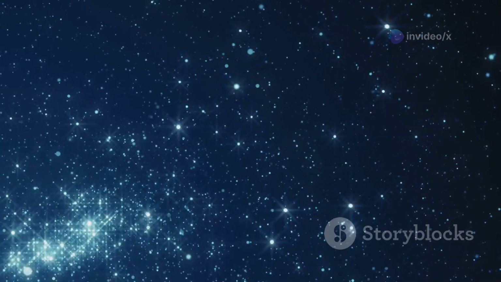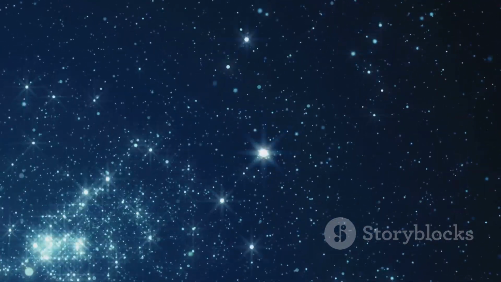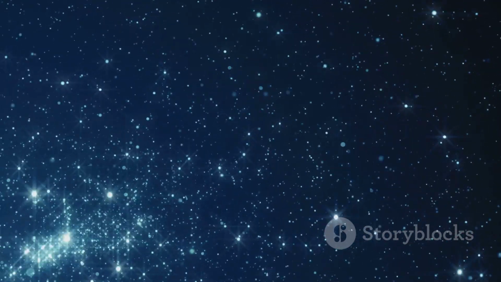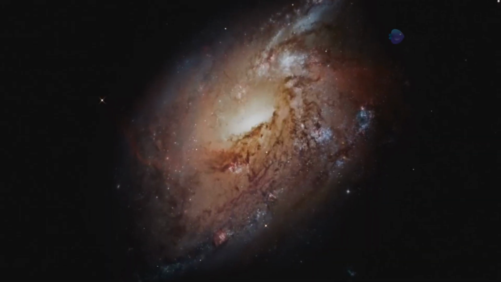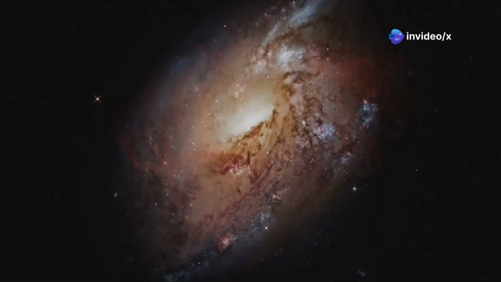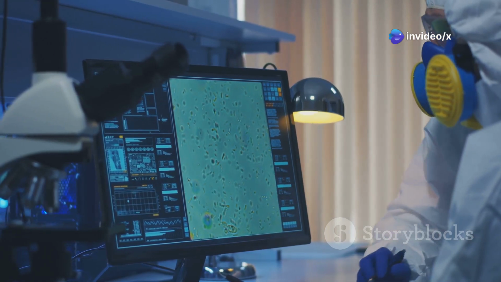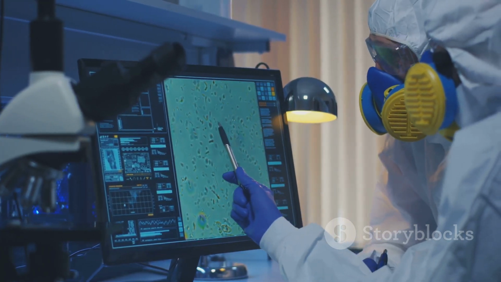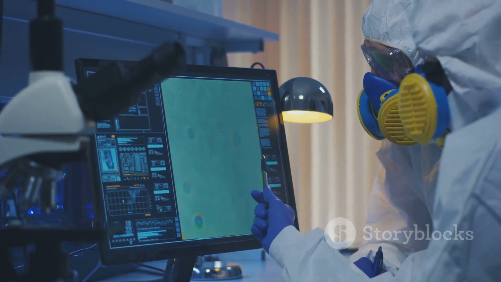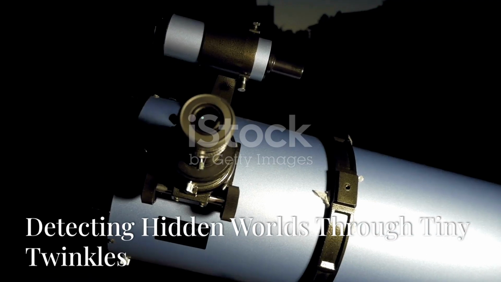The cluster's gravity acts like a lens, bending and magnifying the faint light from the hidden galaxy. This lensing effect allows us to see the hidden galaxy in greater detail than would ever be possible otherwise. We can study its structure, its composition, and even its history, all thanks to the cosmic magnifying glass of gravitational lensing.